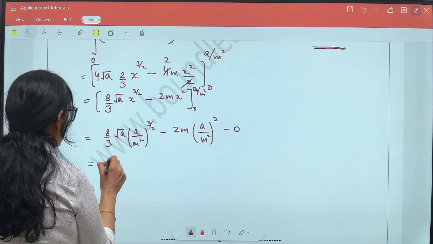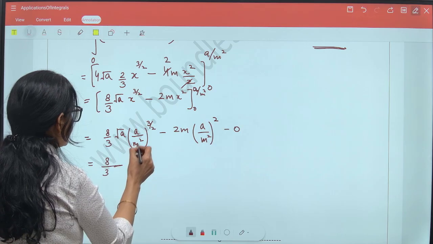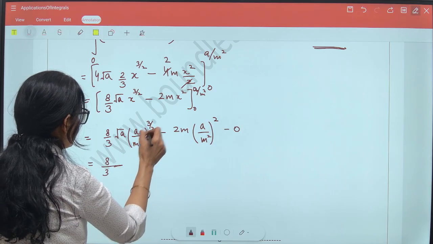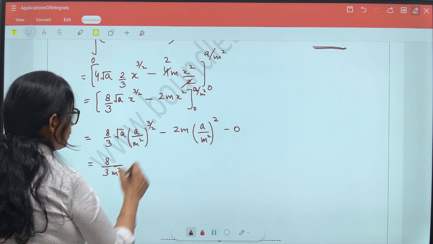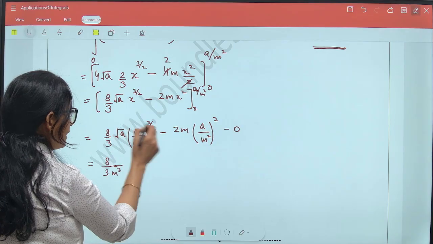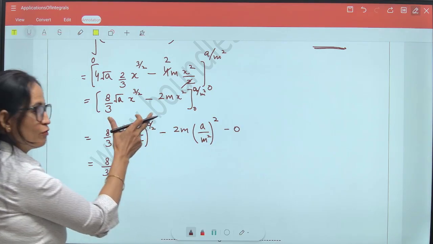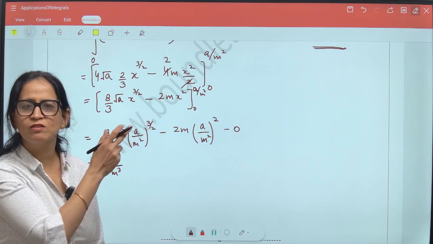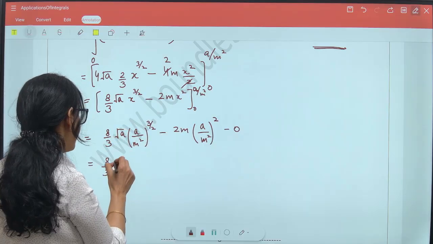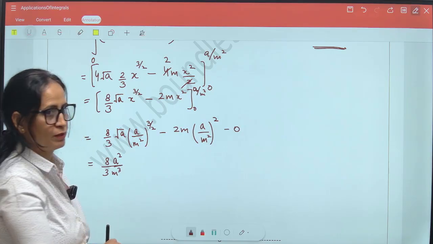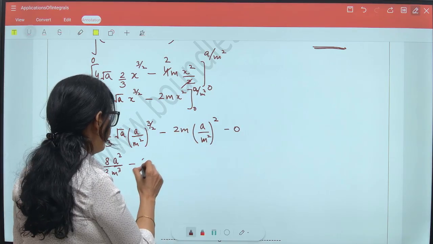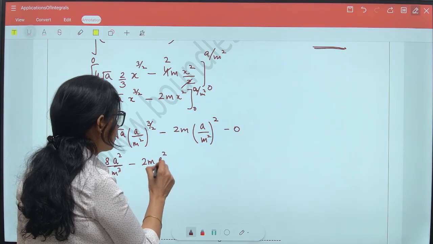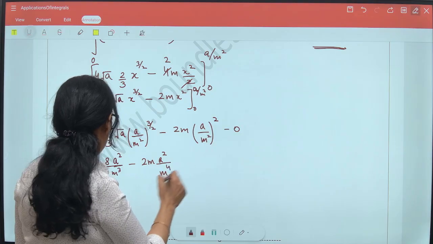Now here this becomes 8 by 3 m square, and m square to the power 3 by 2 becomes m cube. A to the power half, a to the power 3 by 2. So this is a to the power half, and this is a to the power 3 by 2. So if you add the exponents, half plus 3 by 2 is 4 by 2, which becomes a square. So this is what you get, right? Now this is 2m and a square upon m to the power 4.